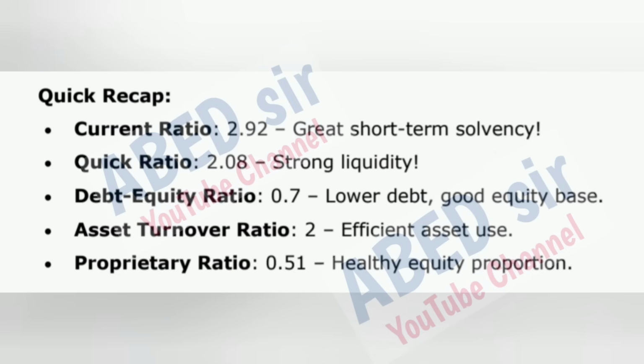Quick recap. Current ratio 2.92, great short-term solvency. Quick ratio 2.08, strong liquidity. Debt-equity ratio 0.7, lower debt, good equity base. Asset turnover ratio 2, efficient asset use. Proprietary ratio 0.51, healthy equity proportion.